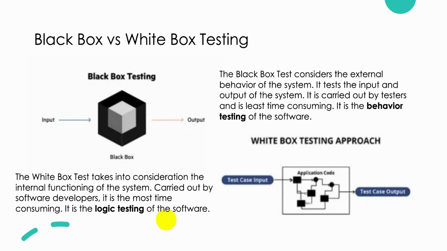It is carried out by testers, so there can be lots of people testing it at the same time, and it's not very time consuming. It is the behavior testing of the software. The white box testing is testing the internal functioning of the system, like the logic within the system. It is carried out by software developers, and it takes more time because everything needs to be considered thoroughly. So this one is the logic testing.